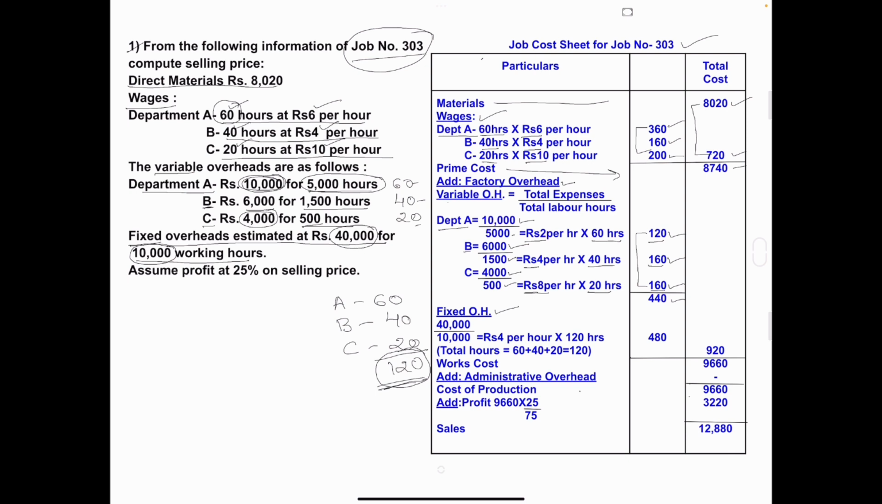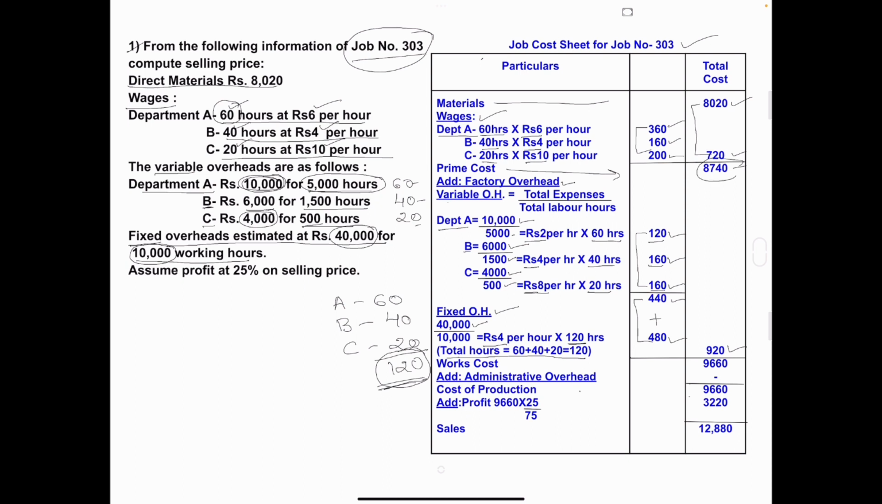So come to solution part. Fixed overhead 40,000 divided by 10,000. Total amount divided by total working hours. 40,000 divided by 10,000, we will get rupees 4 into 120. 120 is the total working hours. I have written here in bracket total hours is equal to 60 plus 40 plus 20, 120. 4 into 120, we will get 480. Now add these two amounts, 440 plus 480, and the total in outer column 920.